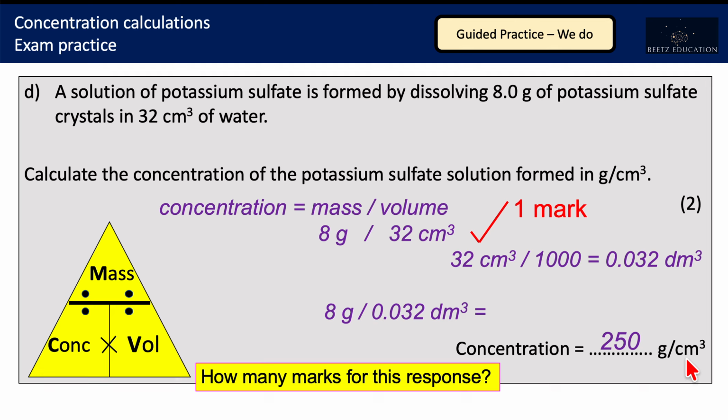Seeing as the concentration needs to be in grams per centimetre cubed and the volume is given in centimetres cubed, they did not need to perform this step. So they simply needed to do 8 divided by 32 as part of this calculation.